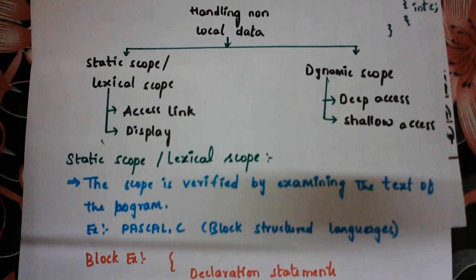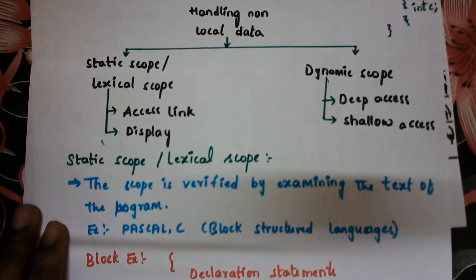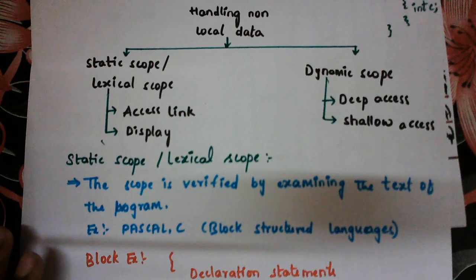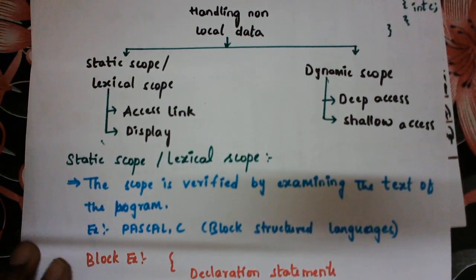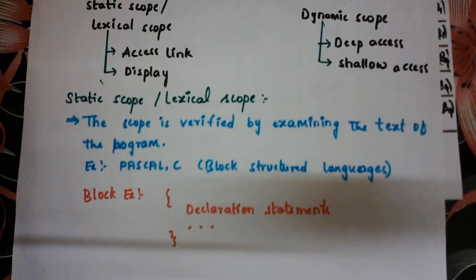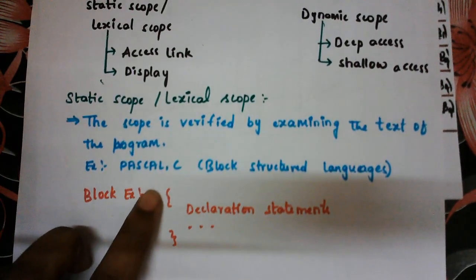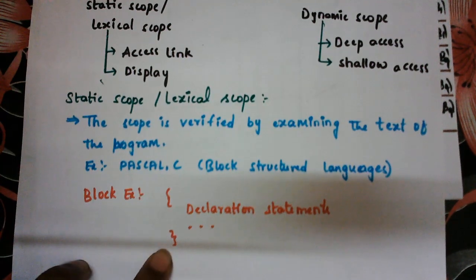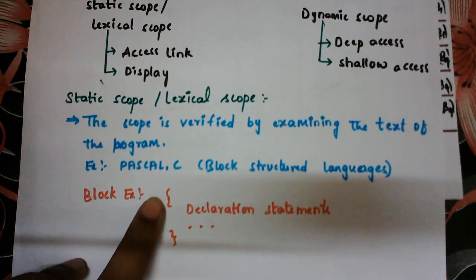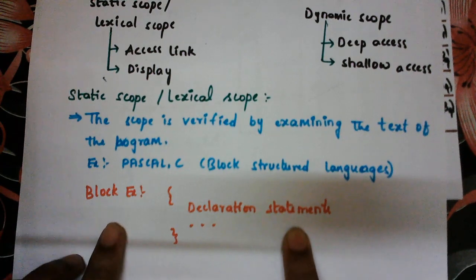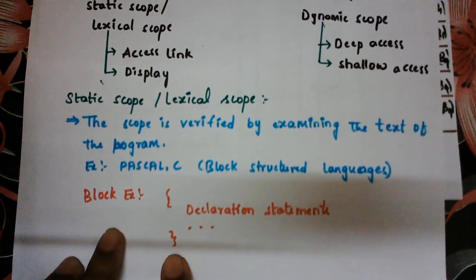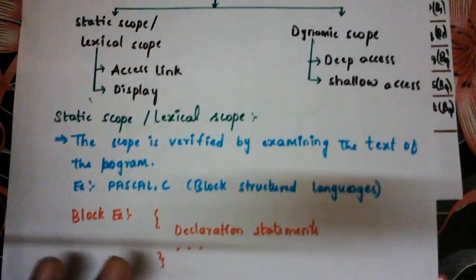Now let's see about static scope, which is also known as lexical scope. The scope is verified by examining the text of the program. This is mainly used for programming languages which are block structured. For example, C is one of the block structured languages. So what is a block? There is an opening curly brace and also a closing curly brace. These are called delimiters. This shows the start of the block and this shows the end of the block. In between them we have some statements to be declared. So this whole thing is called a block. Let us see an example now.